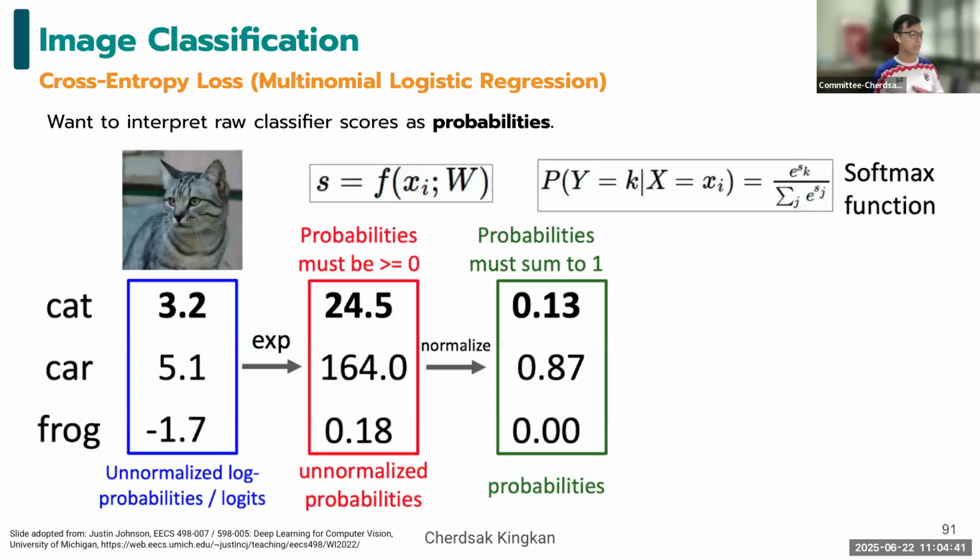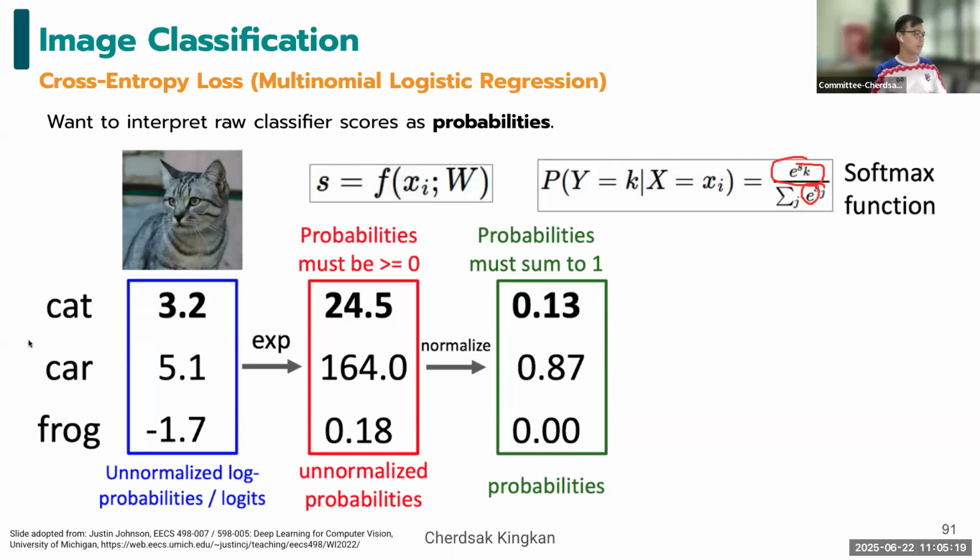What you get is the unnormalized probability. In terms of probability, every number has to be greater than or equal to 0, zero or positive. As you can see, the frog has a score of minus 1.7. Now it turns to 0.18 after you pass this value into the exponential, which is this term.